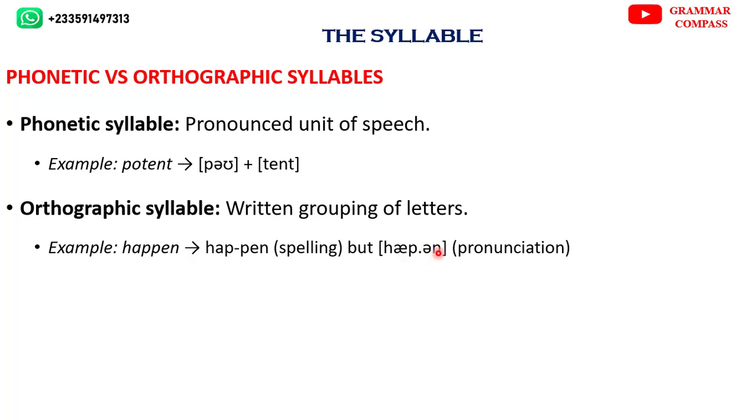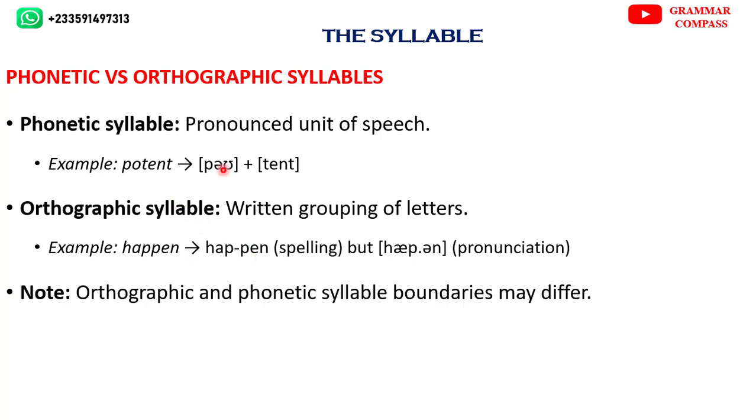Ha-pin, ha-pin. That is the phonetic syllable. But in spelling, it is hap, the first part, and then pen, the second part. So that is the difference between the phonetic syllable and the orthographic syllable. A phonetic syllable divides based on sounds, but the orthographic syllable divides based on letters.